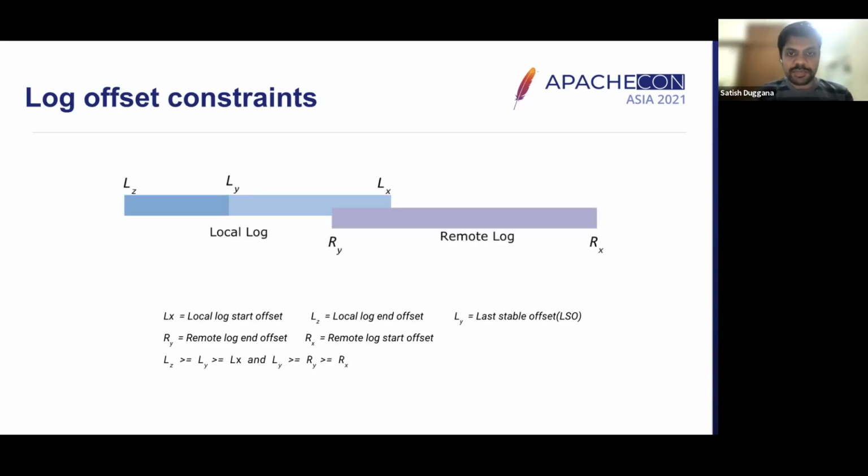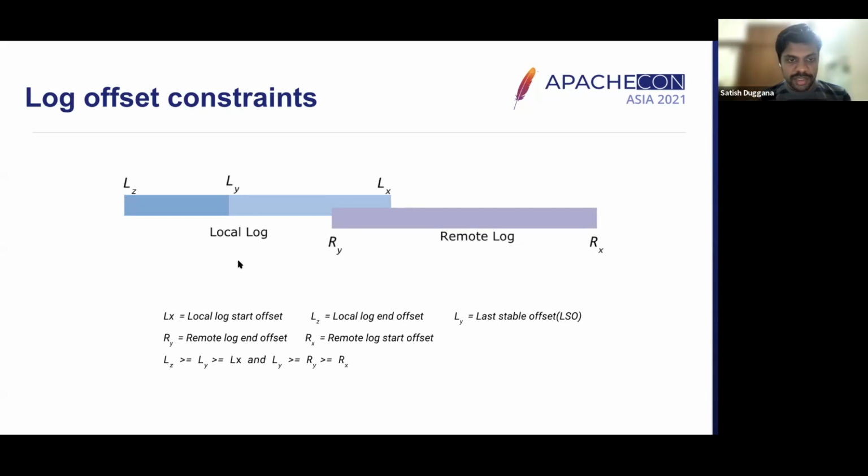Let me summarize what we have discussed about the log offset constraints. We have the local log, which is a sequence of local log segments. We have the remote log, which is a sequence of remote log segments. RX is the remote log start offset, which is effectively the complete log start offset. And we have RY, which is the remote log end offset. For the local log, we have LX, the log start offset of the local log, LY, which is the last stable offset, and LZ, the local log end offset, which is the log end offset of the log.